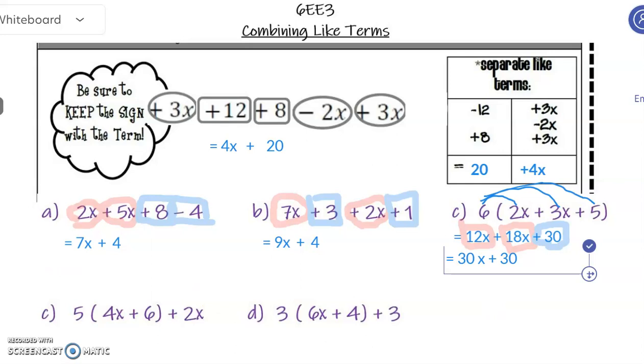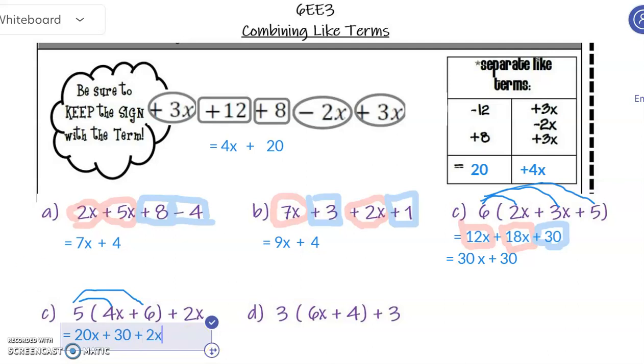Okay, let's see. Down here on D, you can see I've got 5 times the quantity of 4x plus 6. Ooh, but this 2x right here is not actually in parentheses. So I'm only going to do happy rainbows for the 5 to the 4x and the 5 to the 6, but not to the 2x because it's not in the parentheses. I will end up with the answer 5 times 4x is 20x, and 5 times 6 is 30, and then I'm just going to bring down the 2x because I don't need to distribute that.